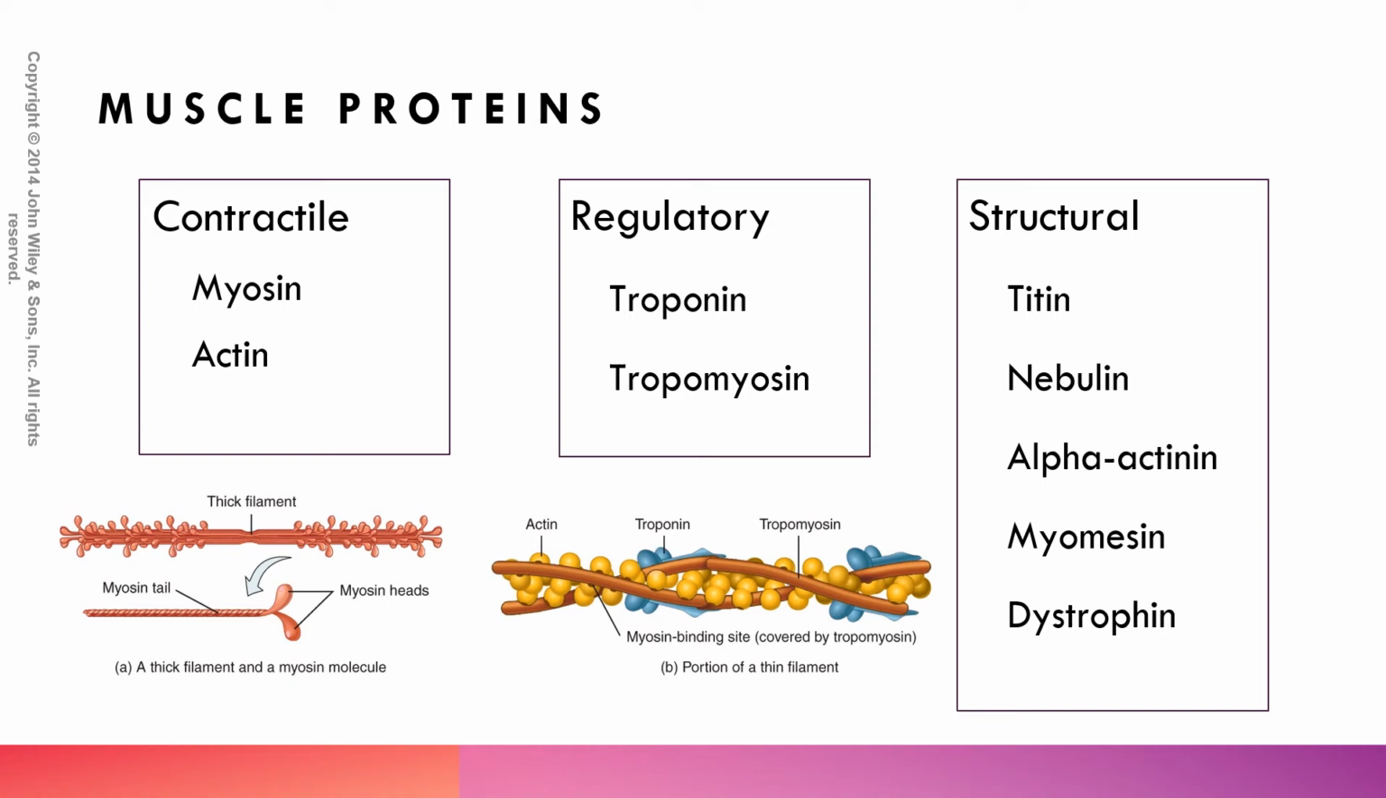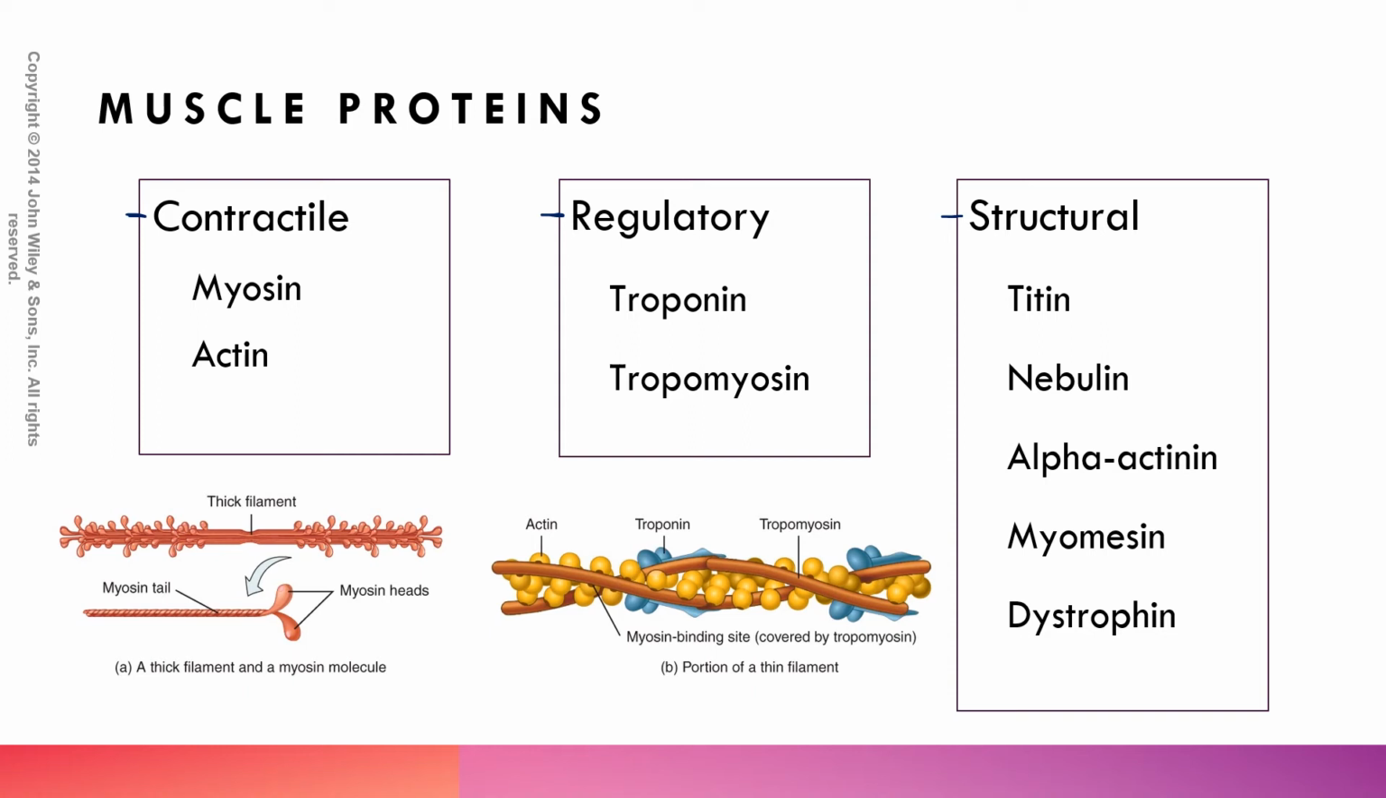Myofibrils are built from 3 kinds of proteins. Contractile proteins, which generate force during contraction. Regulatory proteins, these help switch the contraction processes on and off. And then we have structural proteins, and these keep the thick and thin filaments in the proper alignment, and they give the myofibril elasticity and extensibility, and they also link the myofibrils to the sarcolemma and the extracellular matrix.